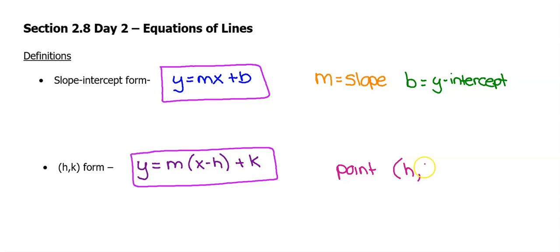And then the y value is associated with the k on the other side. If you notice, the y and the k are already on opposite sides of the equal sign, so I do not need to take the opposite value of the k. So those are the two formulas we'll be using in this section.